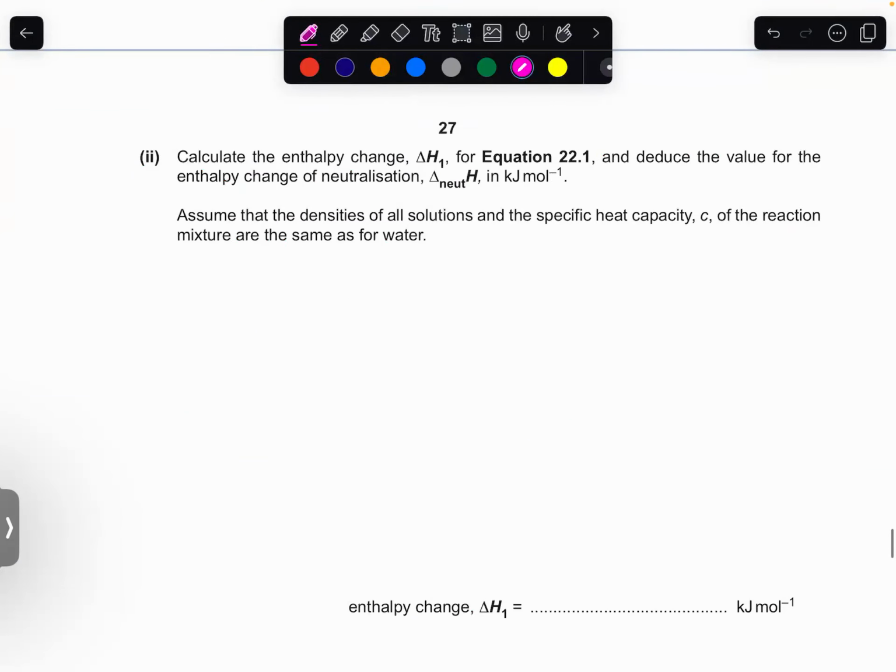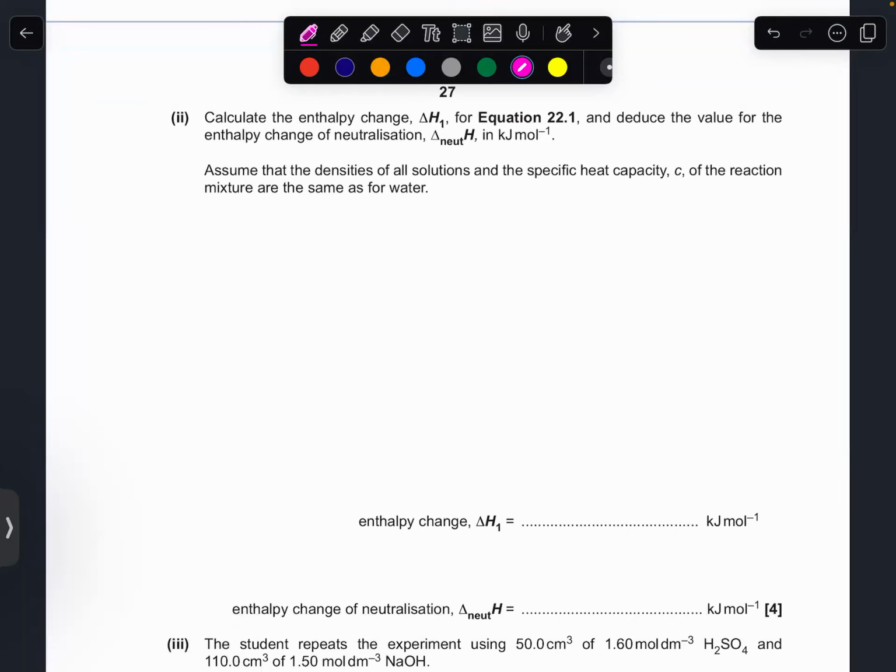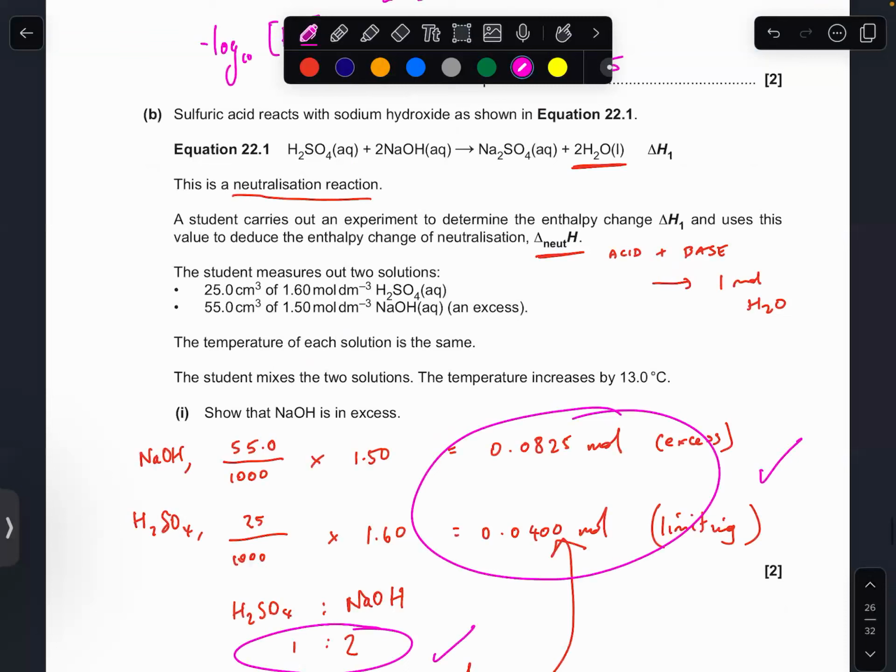Moving on. Right, this is the more significant question. It's asking, what other values have they given? Oh, they've given you a temperature change in here. We need to use that. The temperature increases by 13 degrees Celsius.